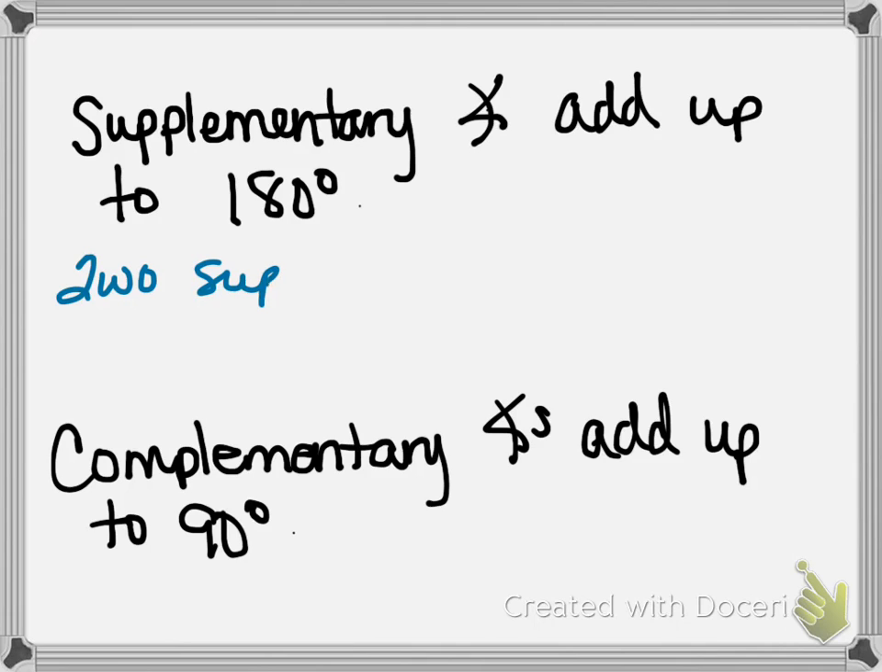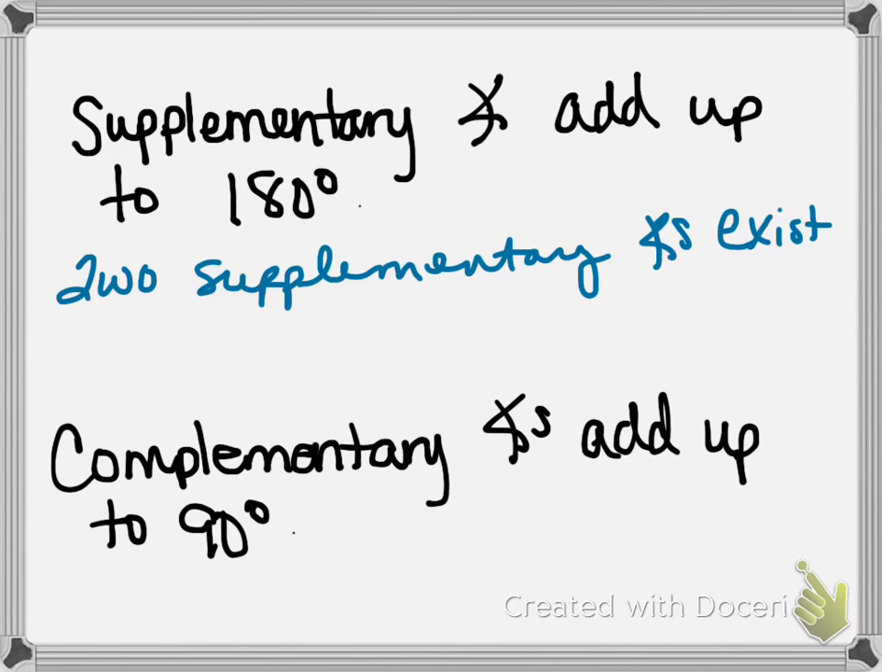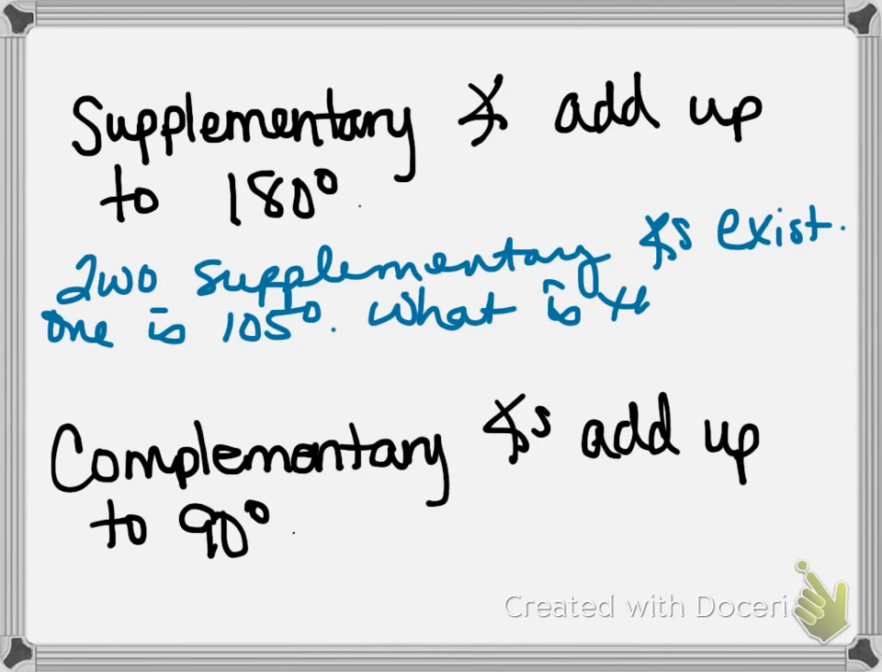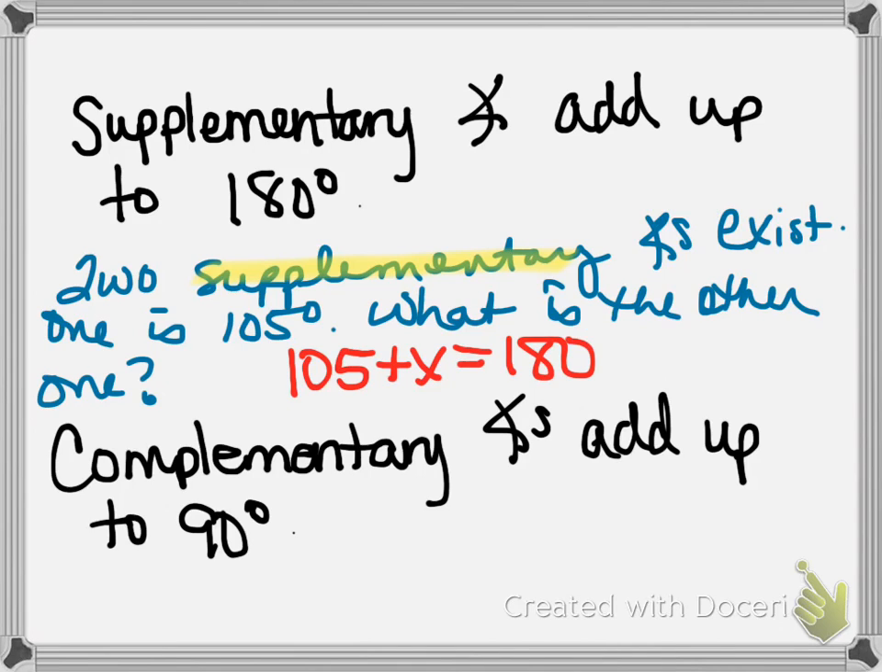And the way you'll hear this is they might give you a word problem that says two supplementary angles exist. One is 105 degrees. What is the other one? And so because they said in the problem that you had two supplementary angles, you know they add up to 180. So you would know then that 105 plus x equals 180, and so x must be 75.